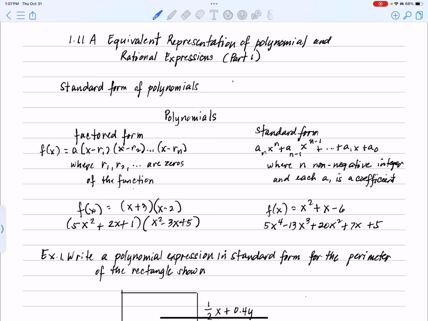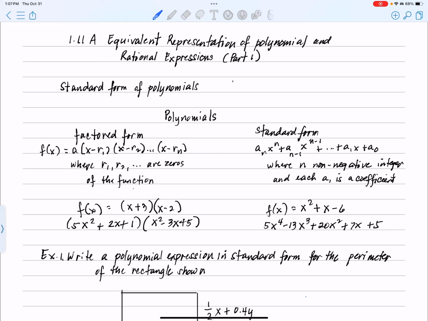Welcome to Matematika. Today we're going to do 1.11a, equivalent representation of polynomial and rational expression, part 1. I'm dividing this content into two parts, and I'm focusing on part 1 about the standard form and the factored form of polynomials.